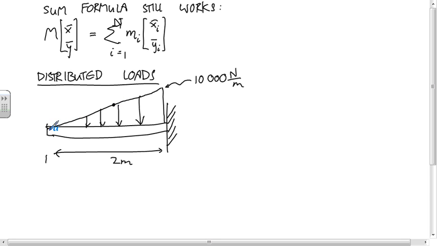Halfway between 0 and 10,000. Good, 5,000. So what that means is there's not a point force of 5,000 newtons acting there. In fact, what's the magnitude of the point force there? It's 0.